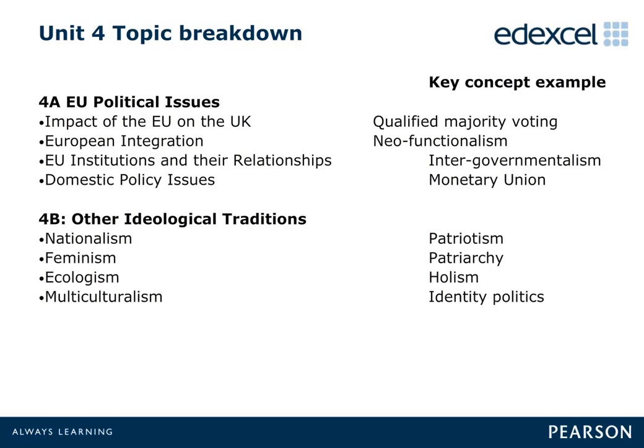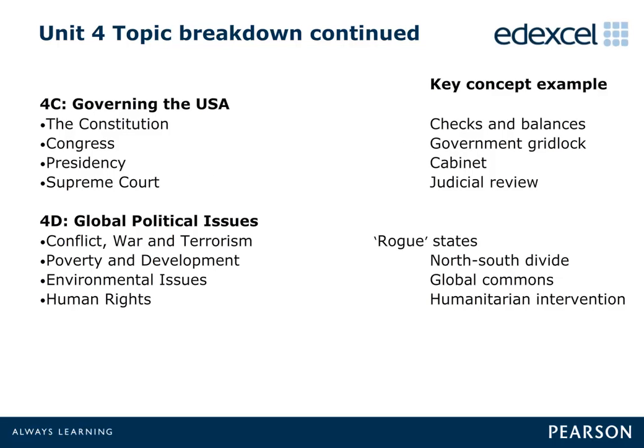Similarly with Unit 4. You will see that for Route A, there are 4 aspects of EU politics, and for Route B, 4 further ideologies. And here for Route C, 4 major areas of US governance, and for Route D, 4 broad global political issues.